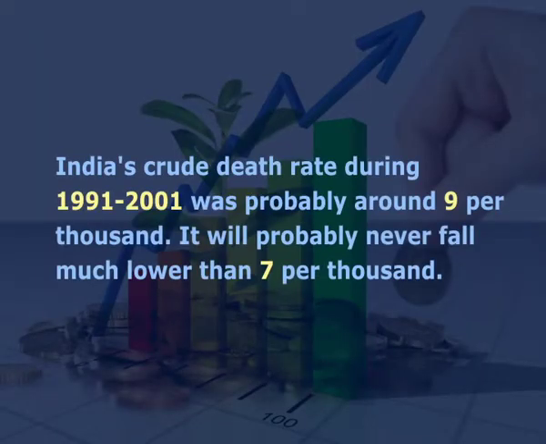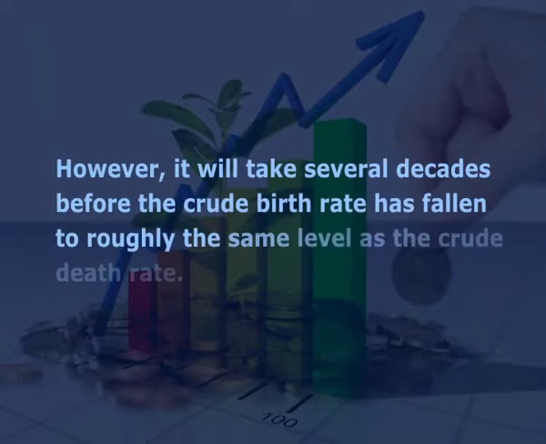India's crude death rate during 1991-2001 was probably around 9 per thousand. It will probably never fall much lower than 7 per thousand. And with population aging, at some time in the not too distant future, the death rate will begin to increase a little. However, it will take several decades before the crude birth rate has fallen to roughly the same level as the crude death rate. Again, many factors, including general ideological change in the area of family and sexual matters and rising levels of education, have played important conditioning and often facilitating roles in this process of adjustment. And India's family welfare program has also helped to promote the idea of birth control and service the rising demand for modern methods of contraception.